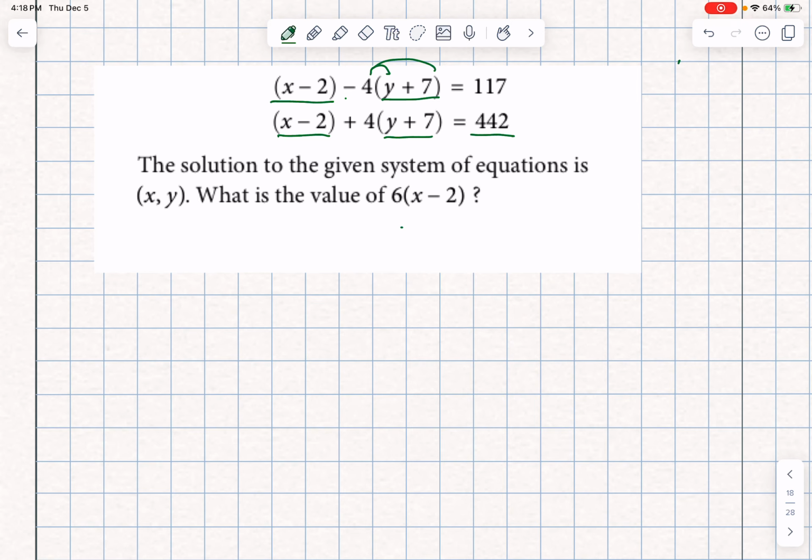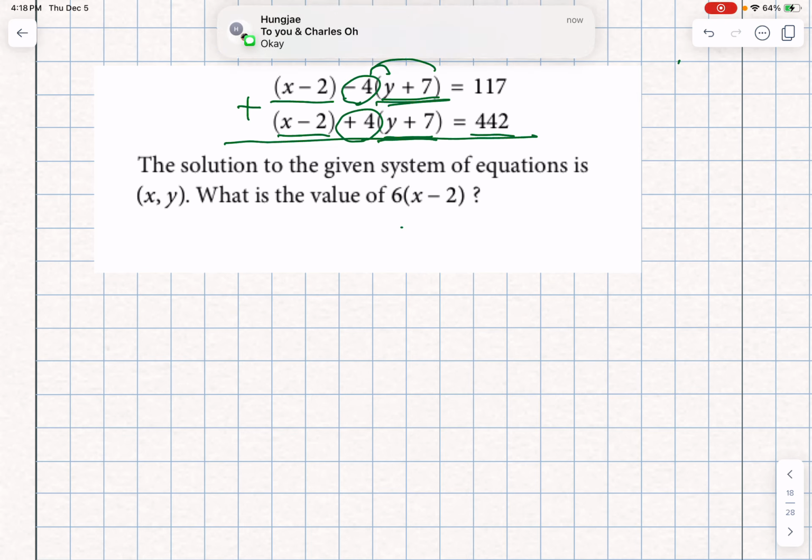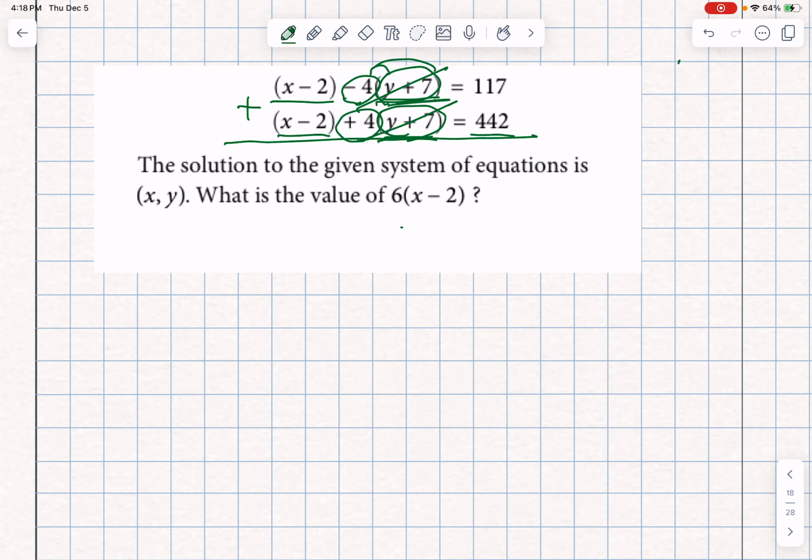There's a negative 4 and a positive 4, the same number with a different sign in front of the y expressions. So if I simply add them together, then you can eliminate, since it's the same expression, y plus 7, y plus 7. So you can eliminate those two expressions. You add those two, and it becomes 2 times (x minus 2) equals, when you add 117 plus 442, 559. If it is simply asking for the value of x, then I can divide by 2 and then add 2 at the end to find the value of x.